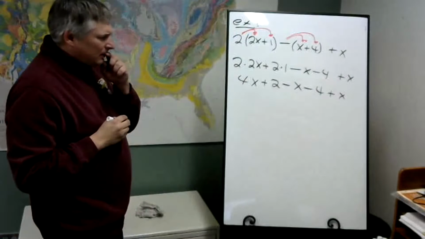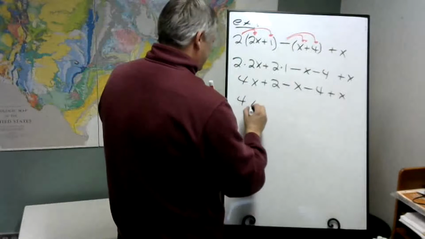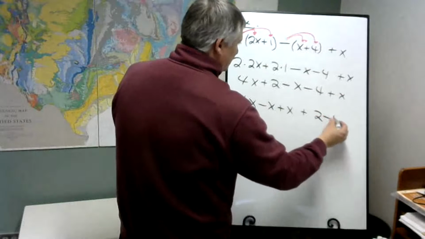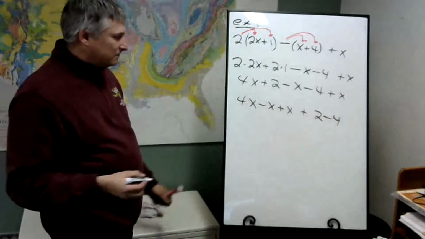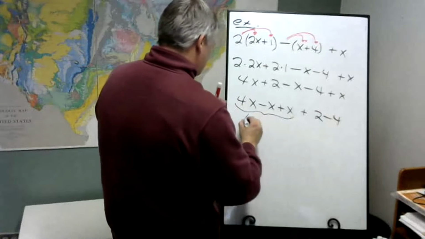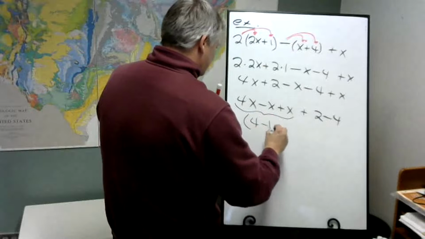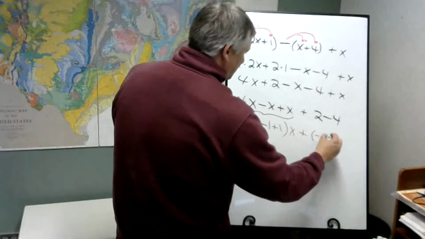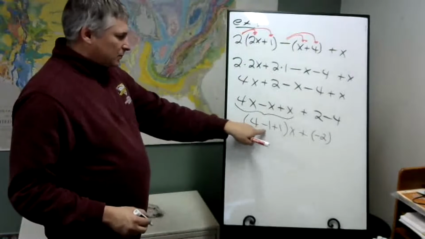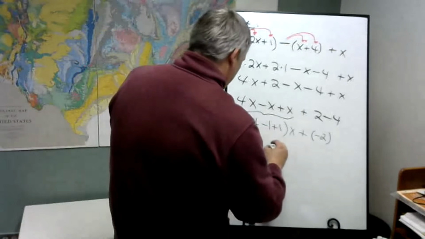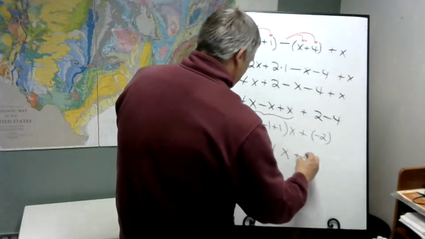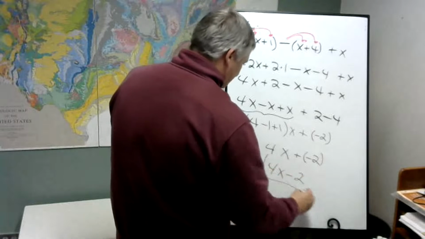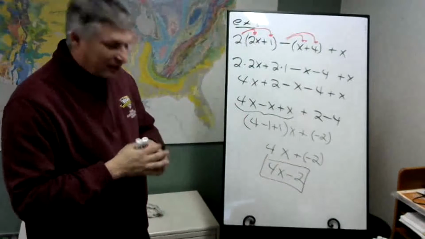Excuse me. So we can combine terms. So we'll kind of put everything together. Here are the x terms. And then here are the constant terms. The 2 and the minus 4. These are 4 minus 1 plus 1 x, and then 2 minus 4 is negative 2. 4 minus 1 plus 1, well, that's just going to be 4x plus minus 2, or 4x minus 2. And that's it.